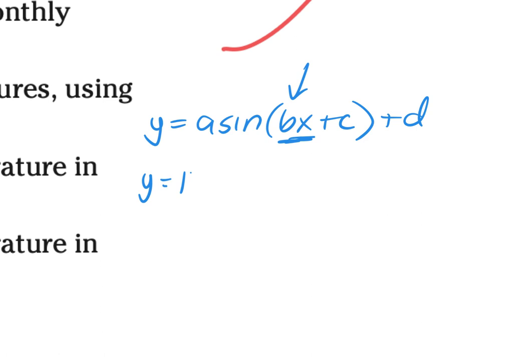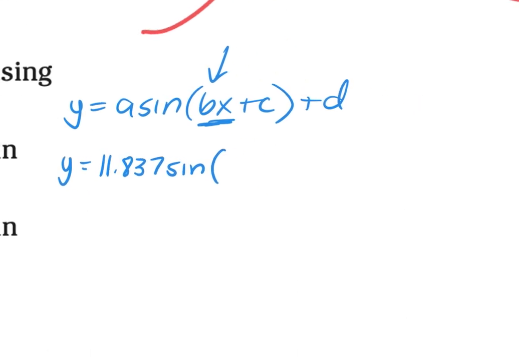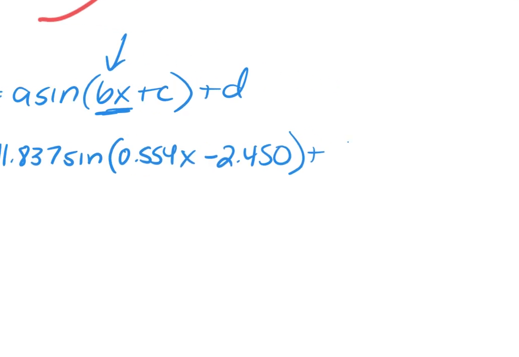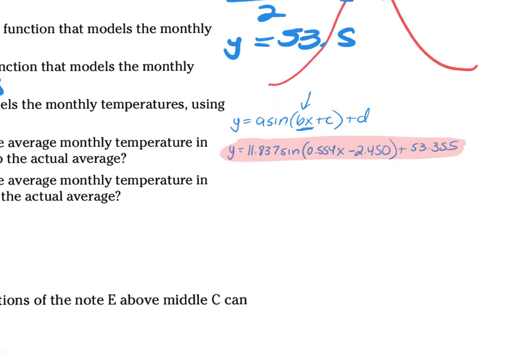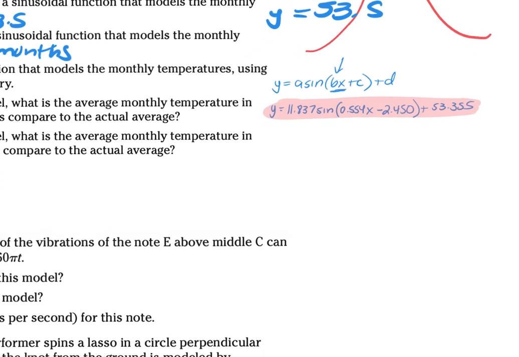So this would be 11.837 sine. The B is 0.554x. The C is negative, so minus 2.449. Plus D is 53.355. So with your calculator, which is going to be more accurate than just approximating it, which is what your test is going to ask you to do.